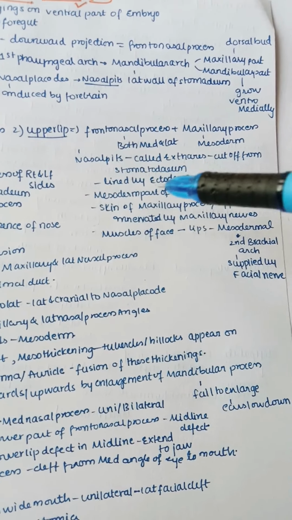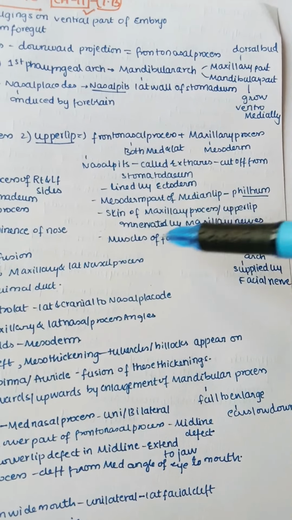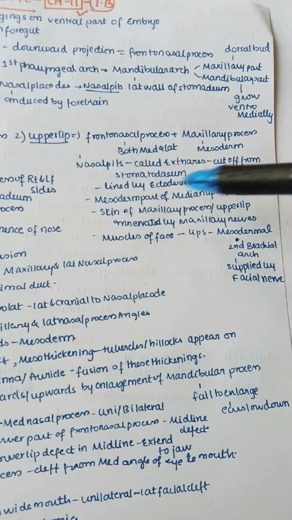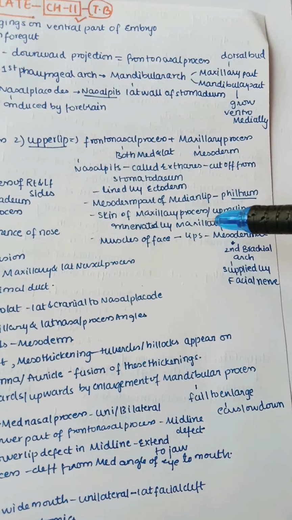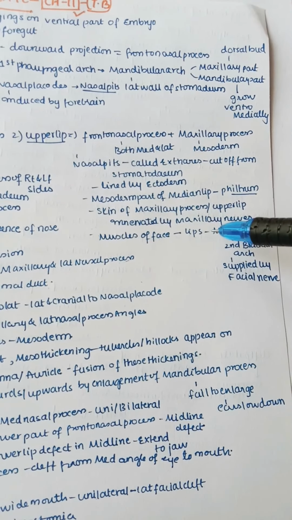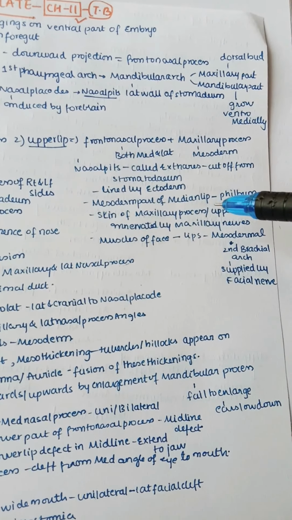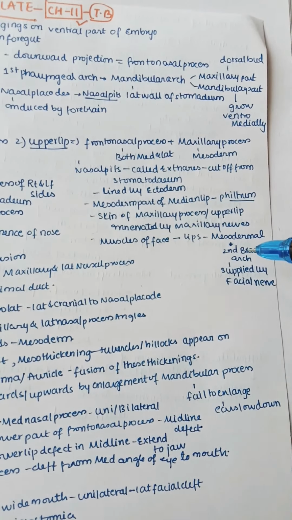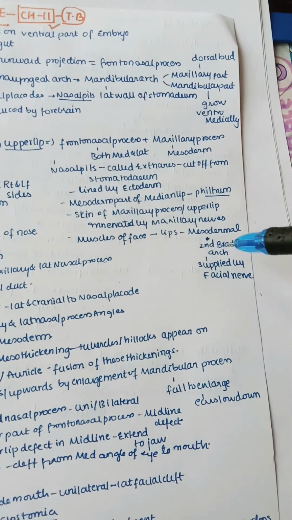The nasal pits are called external nares, which are cut off from the stomatodeum, and this is mainly lined by ectoderm, that is, the upper lip is totally lined by ectoderm. The mesodermal part of the median lip forms the philtrum, because the median lip fusing with the maxillary process forms a philtrum, which is exactly above our upper lip. The skin of the maxillary process, or the upper lip, is innervated by the maxillary nerve, because it's the maxillary part. The maxillary part of the trigeminal nerve supplies this area. And the muscles of the face, mainly the lips, which are mesodermal in origin, are from the second branchial arch and are supplied by the facial nerve, because we know the second branchial arch is supplied by the facial nerve.